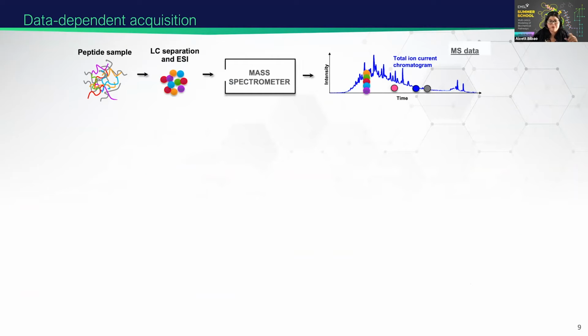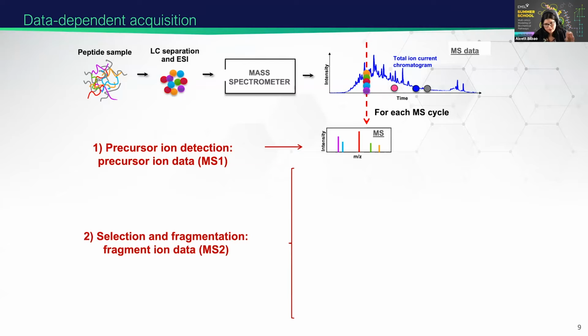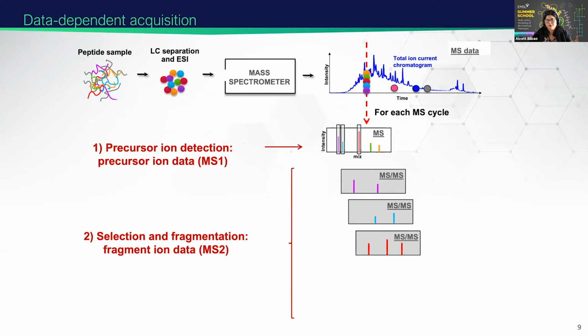Revisiting what the instrument is doing during the data-dependent acquisition, for each cycle, for each time point across the LC separation, the instrument is collecting first an MS1 or precursor spectrum where there is no fragmentation, and then it detects the peaks, the precursors in that spectrum, and then sequentially selects one by one, and it's acquiring the fragmentation spectra of each of these precursors.